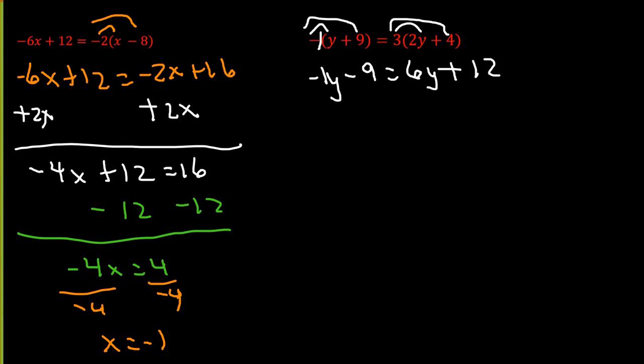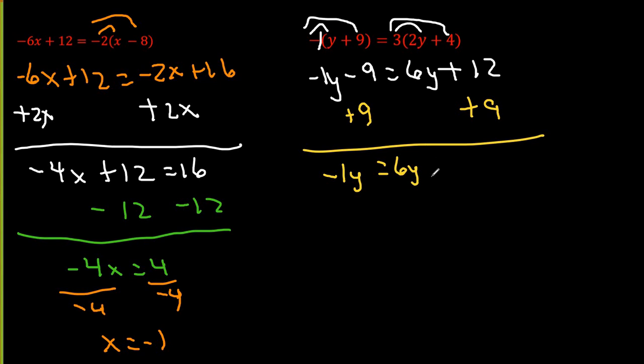This time I'm just going to subtract the 9 first. Or, I'm sorry, do the opposite. I'm going to get rid of this first. The opposite or inverse of subtracting 9 is to add 9 to both sides. That gives us negative 1y equals 6y plus 21.